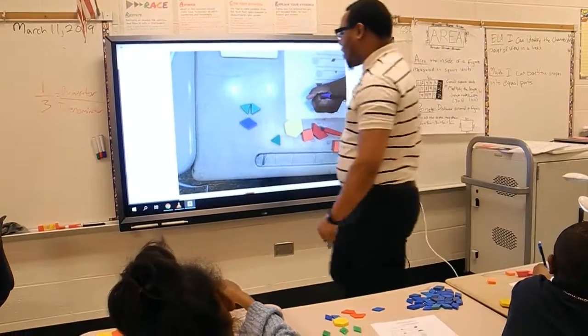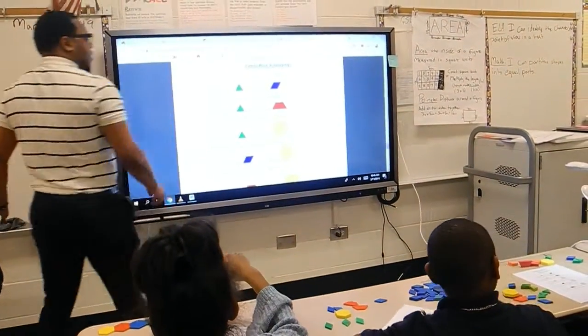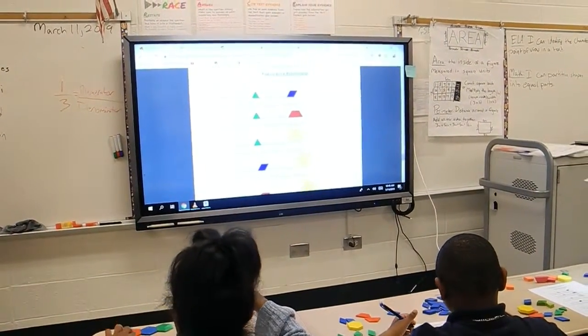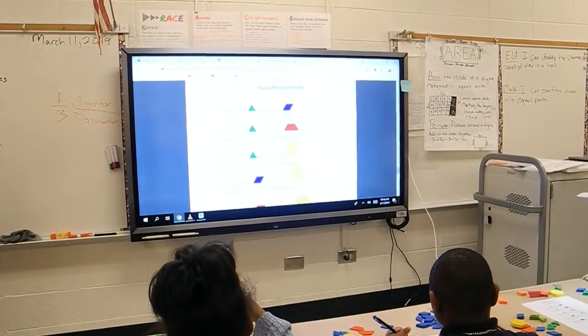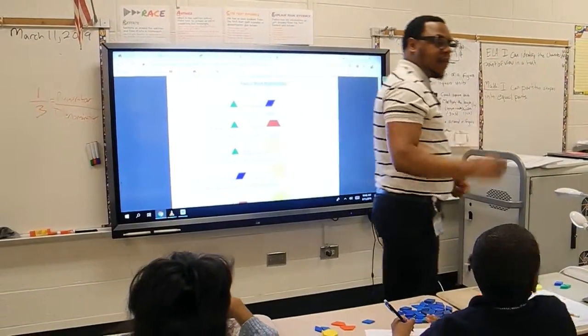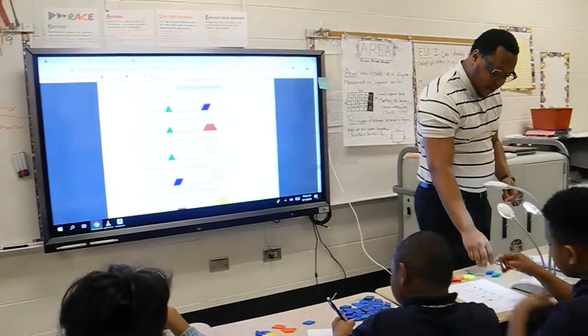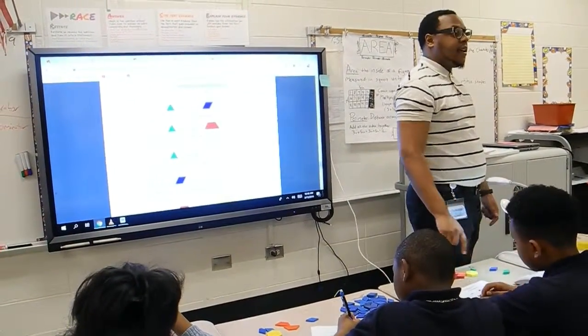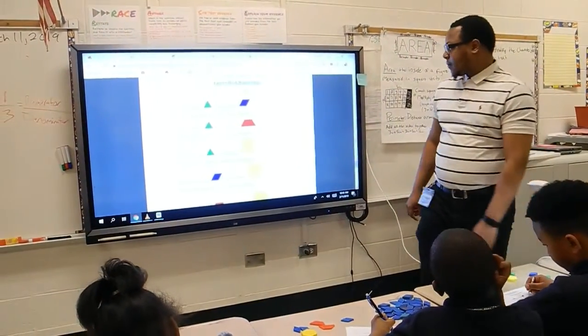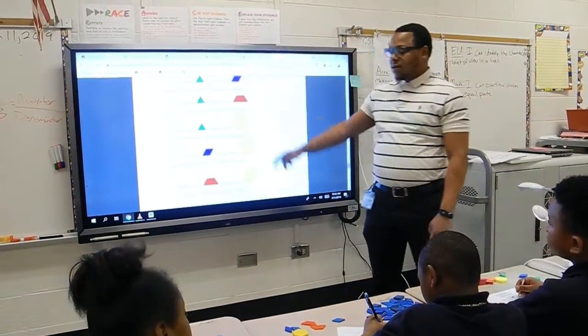Now, the second question says, what will be the fraction of one triangle in a rhombus? What will be the fraction of one of those triangles in a rhombus? Okay, 1/2, right? So what you're gonna write on that second line is 1/2.